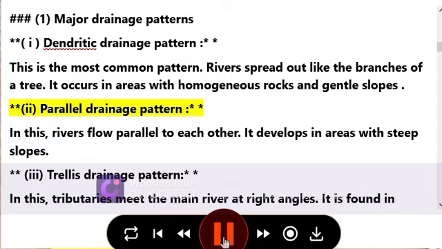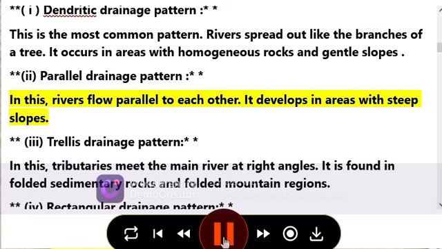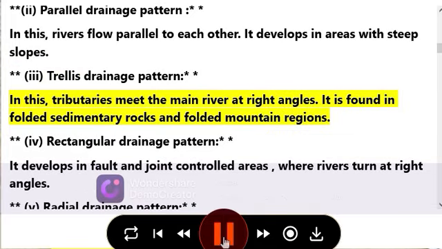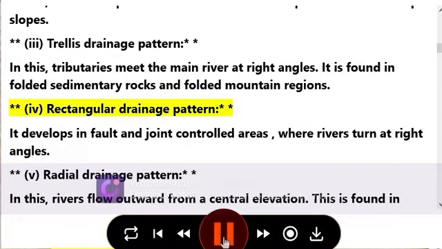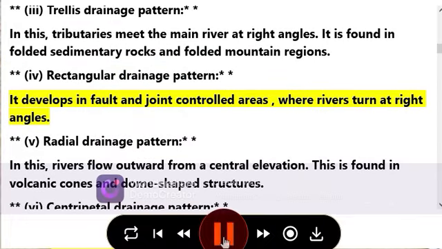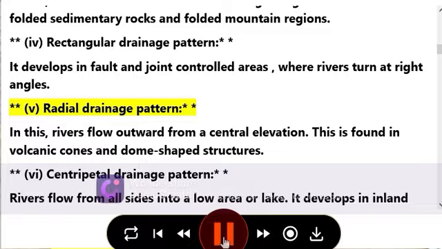2. Parallel drainage pattern. In this, rivers flow parallel to each other. It develops in areas with steep slopes. 3. Trellis drainage pattern. In this, tributaries meet the main river at right angles. It is found in folded sedimentary rocks and folded mountain regions. 4. Rectangular drainage pattern. It develops in fault and joint-controlled areas, where rivers turn at right angles.